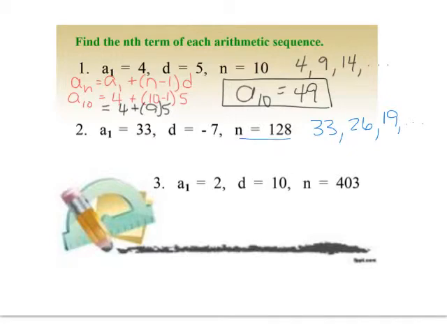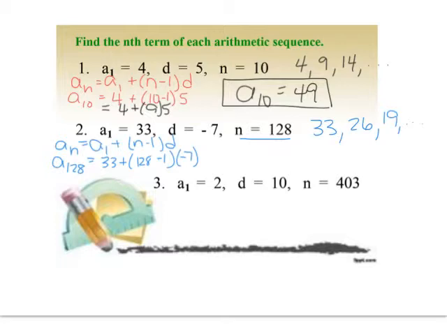I most certainly would not want to extend that pattern till I have 128 terms. So this is why the formula is so powerful. So let's write down the formula, substitute, and find that 128th term. I want you to notice that when I substituted for the common difference, D, since it was a negative number, I enclosed that in parentheses, and that's going to help me remember that I am multiplying these two quantities. I am not subtracting. So I put those parentheses there to help me remember to multiply.